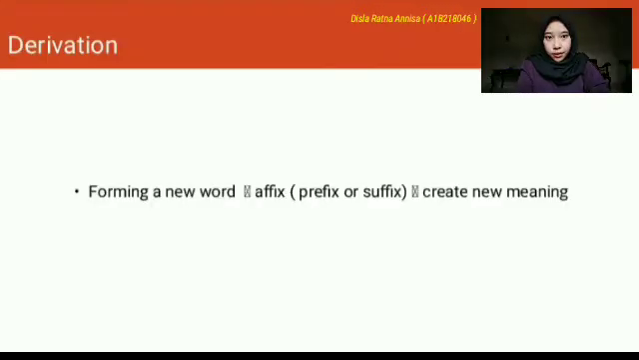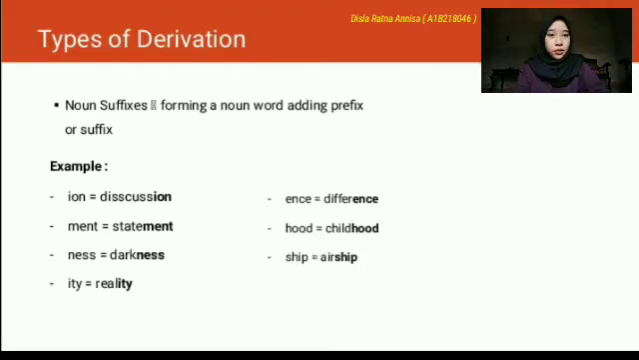So it's my turn to deliver to you about derivation. Derivation is a process of forming a new word by adding some affix. It can be a suffix or prefix, so it will create a new meaning. Talking about derivation, there are many types of derivation. The first one is noun suffix.